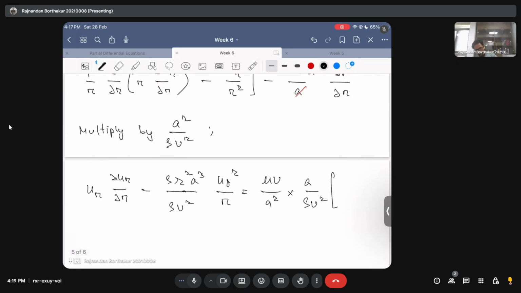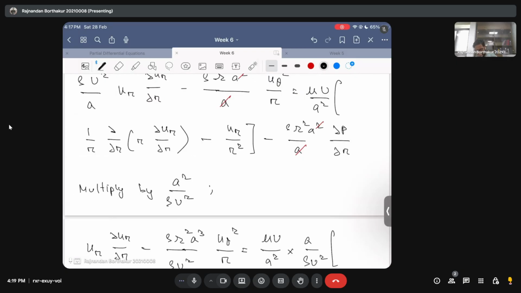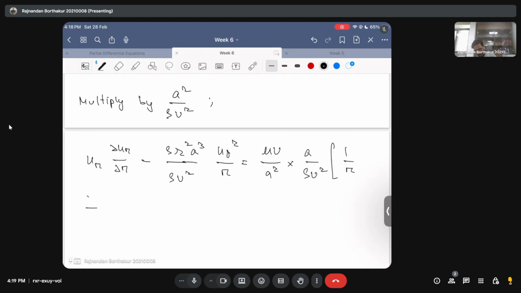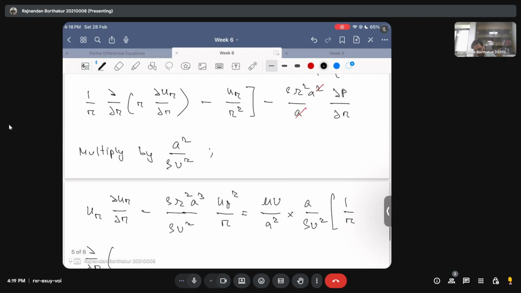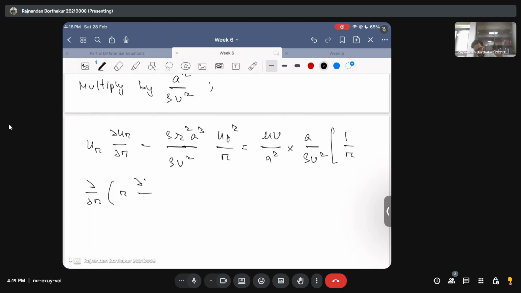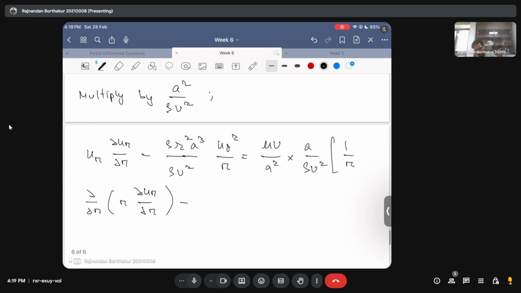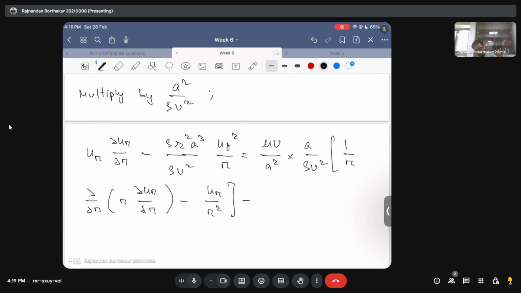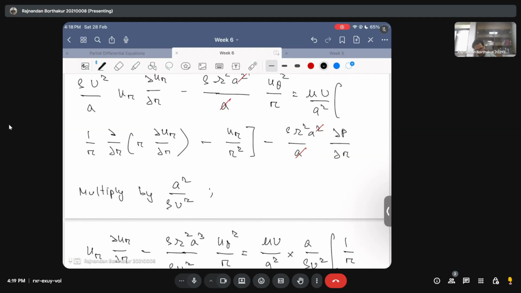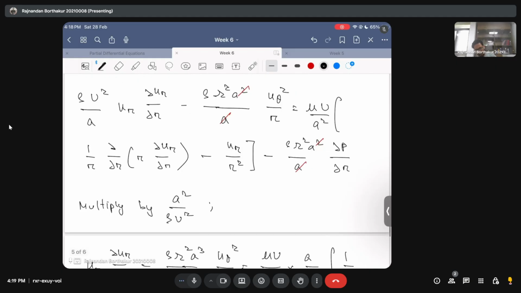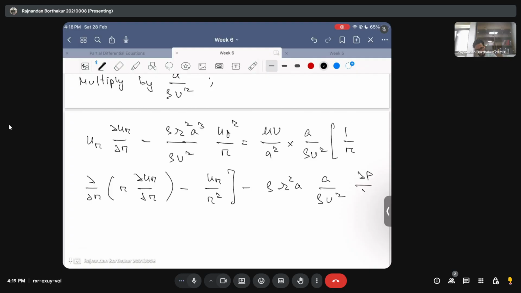and then this term is going to be just like this, which is equal to 1 upon R del R of R del UR by del R minus UR by R squared. Okay, and I'm also going to have what? Rho omega square A times A by rho U squared. Okay, and then I'll have del P del R.